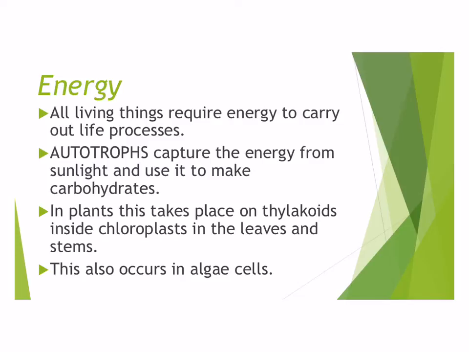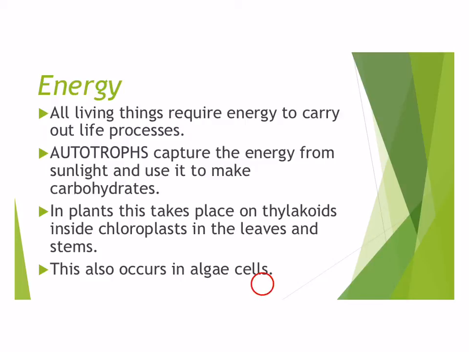What we're going to be talking about here are autotrophs. Autotrophs are those organisms that can capture the energy from sunlight, and then they use it to make carbohydrates, glucose to start with, and then eventually building up to starches and other things. In plants, which is mainly what we'll talk about, this takes place inside the chloroplast of the cell on these structures called thylakoids. These are found mainly in the leaves and in some of the green stems, not the woody stems, but the green stems of plants.